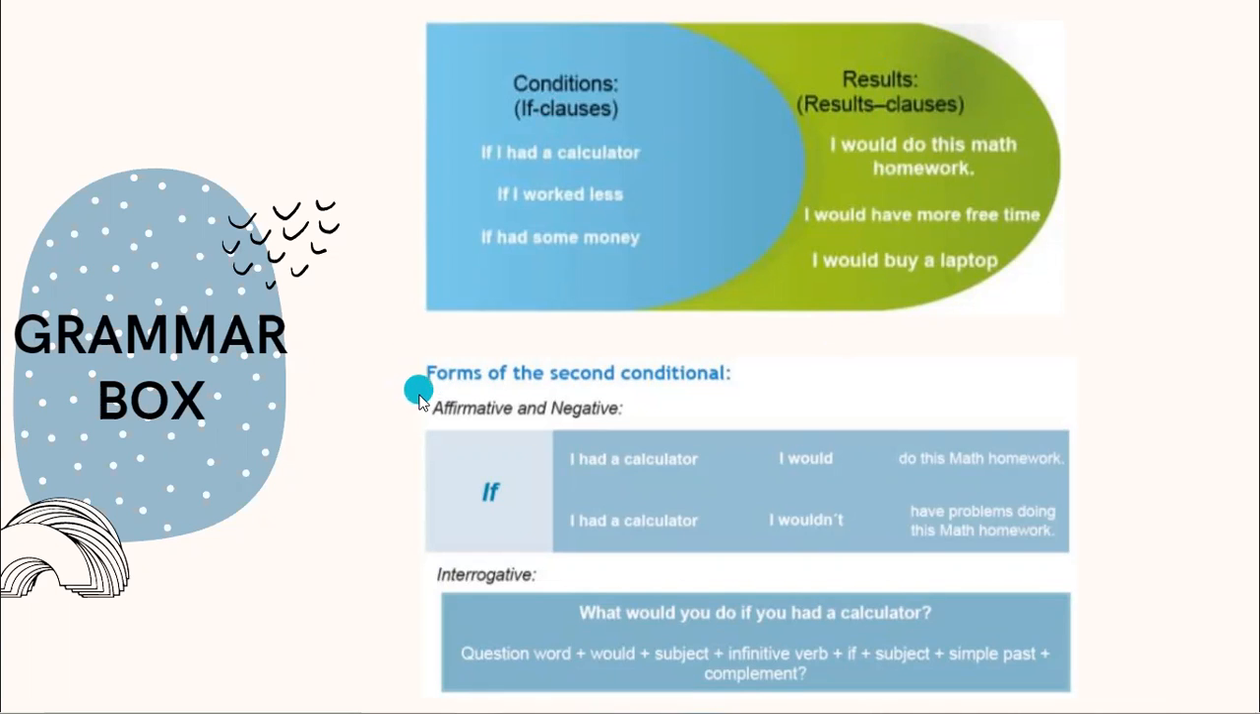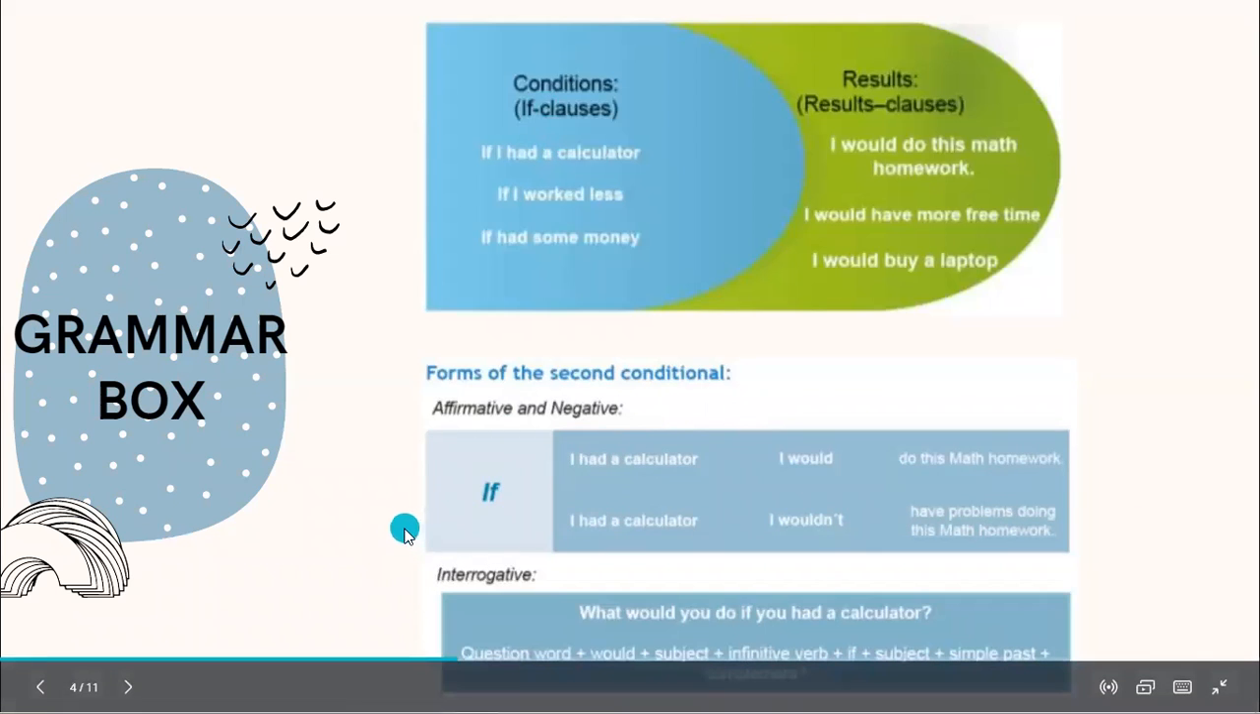And here we have a more detailed chart that explains the affirmative, negative, and interrogative form of the second conditional. If I had a calculator, I would do this math homework. If I had a calculator, I wouldn't, this is the negative form, have problems doing this math homework.